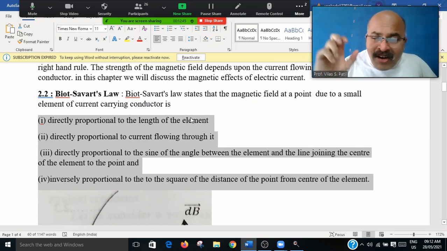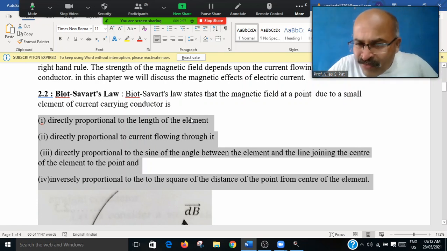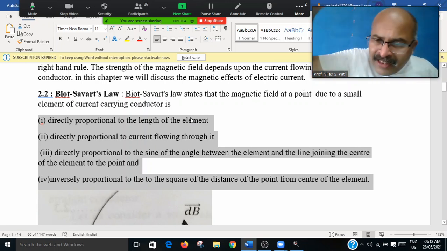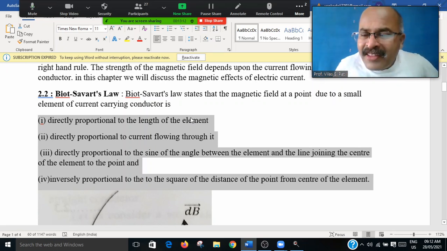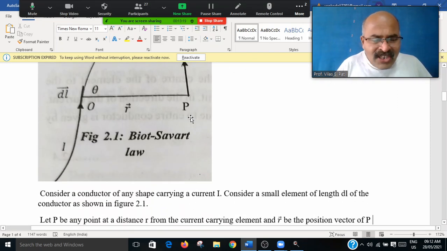It means the Biot and Savart's law defines that the magnetic induction, dB, is directly proportional to the length L. It is directly proportional to I, the current flowing through it. It is directly proportional to sine theta, where theta is the angle between the line joining the center of the element to point P and the conductor, and inversely proportional to the square of the distance between the center of the element and point P, that is r square. That is, dB is directly proportional to I L sine theta divided by r square.